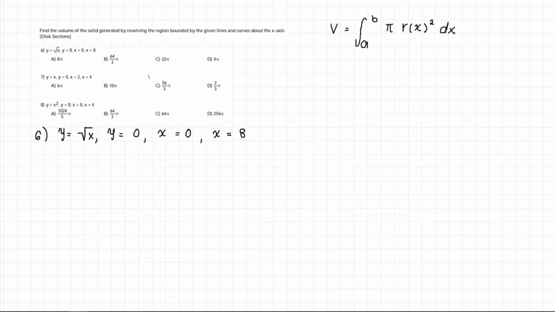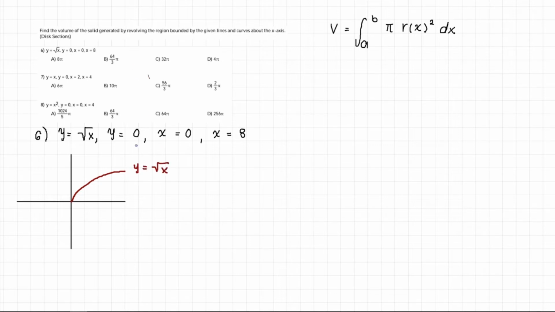So what I'd like to do is, of course, try to graph it, so I have an idea of what I'm dealing with, and I'm going to use different colors for each equation. So first, let's graph y equals square root of x, so it's going to look something like this. And let me write it, y equals the square root of x.